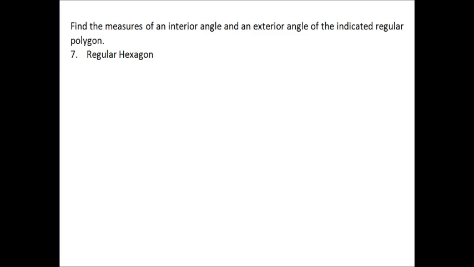And in our last example for today, let's find the measure of an interior angle and an exterior angle of the indicated regular polygon. The interior angle we find using the formula for the sum of the interior angles, which is n minus 2 times 180. And the exterior angles we find using the knowledge that the sum of all exterior angles is always 360 degrees. And we are talking about a regular polygon again, so all angles are going to be the same.